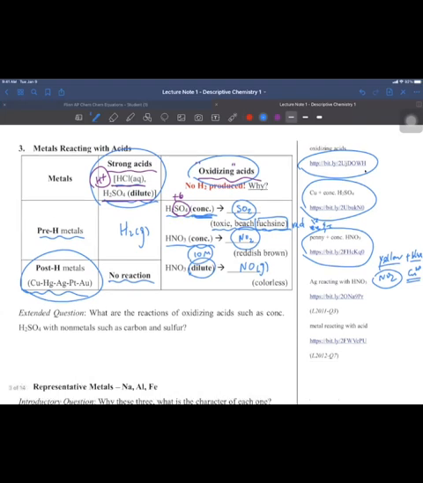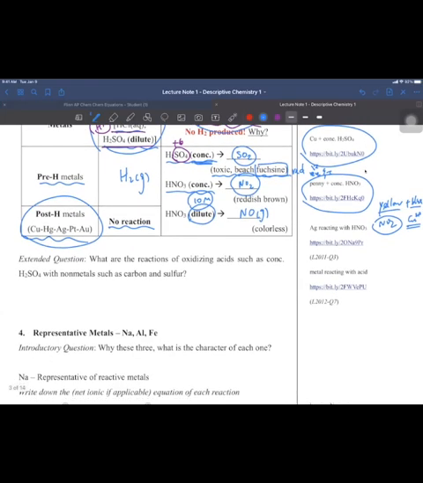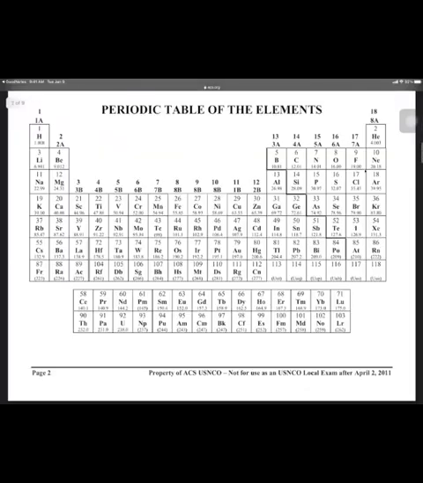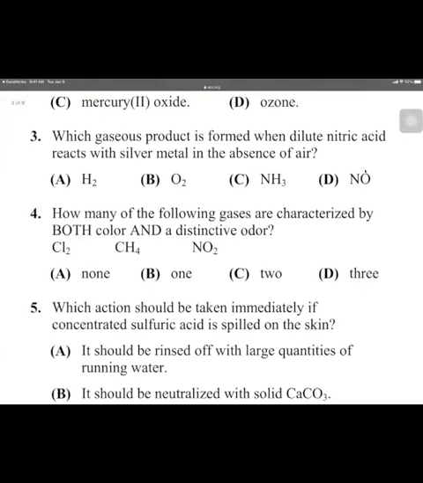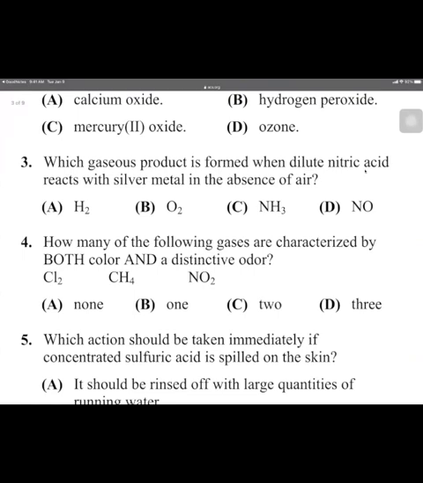I think there are a few very interesting reactions in the old local exams. For example, here, let's have a quick look. Here, number 3. You guys can have a quick look.